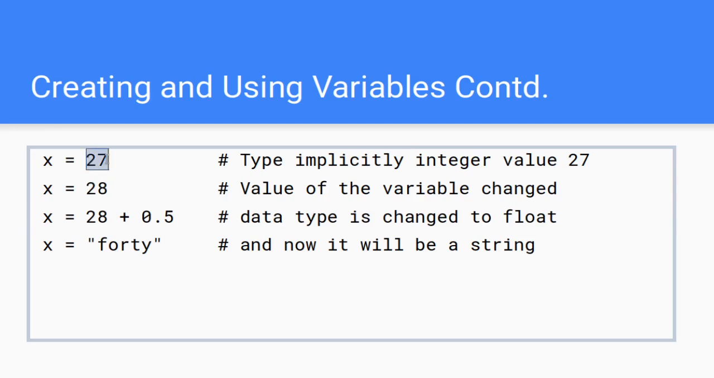Here's an object in memory somewhere, 27. X was pointing to it. We create a new object in memory with the value 28, and now x points to that one. And now we take that same object and we create a third object. It's a float, 0.5. We add them two together, create a new object, a fourth object for that, and now x points to that. Now we create a fifth object, a string, and now x points to that.